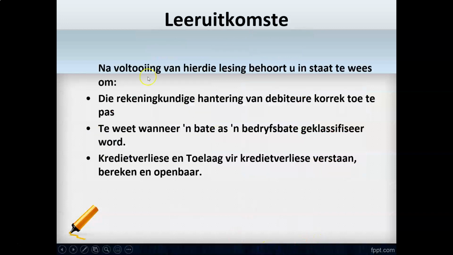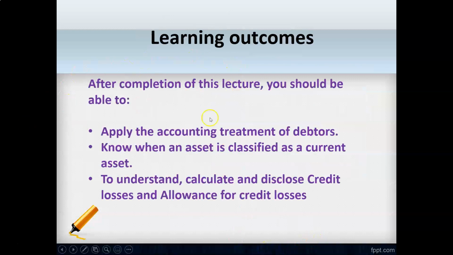debtors. Good. What do we want to achieve in this study unit? After the completion of the study unit, you should be able to apply the accounting treatment of debtors. You have to know when an asset is classified as a current asset, and you have to understand, calculate, and disclose credit losses and allowance for credit losses.